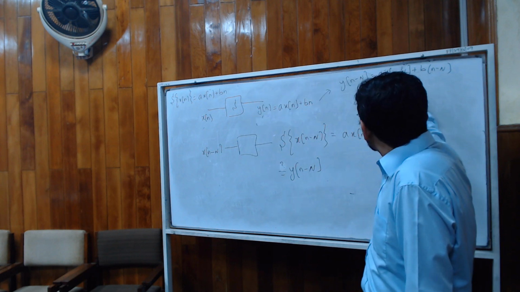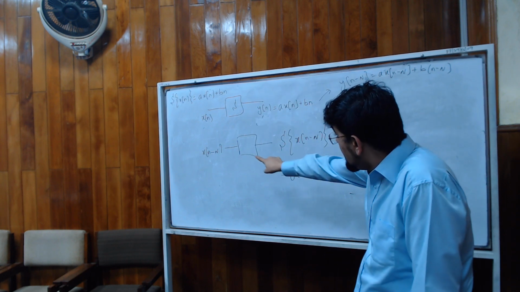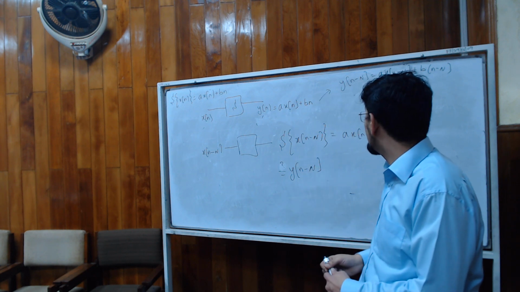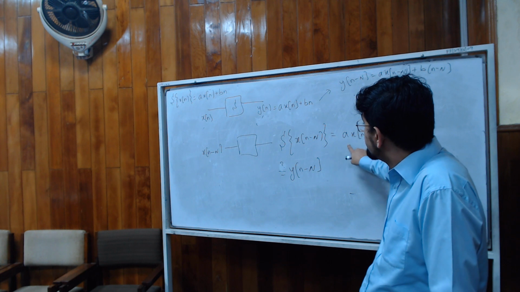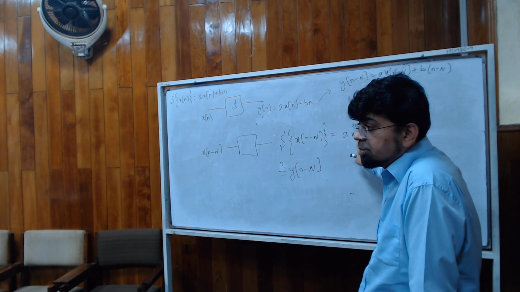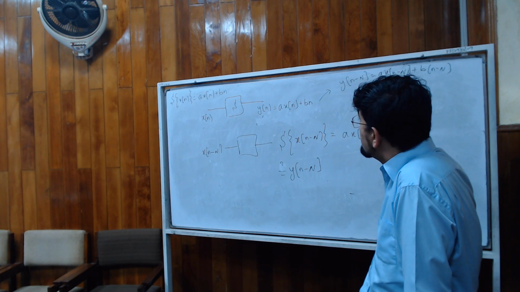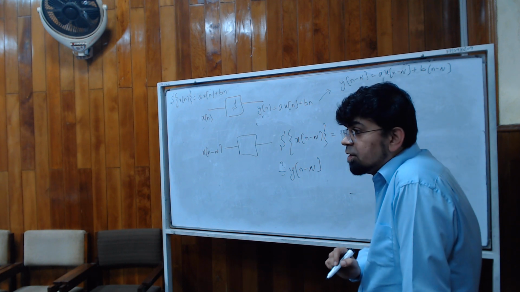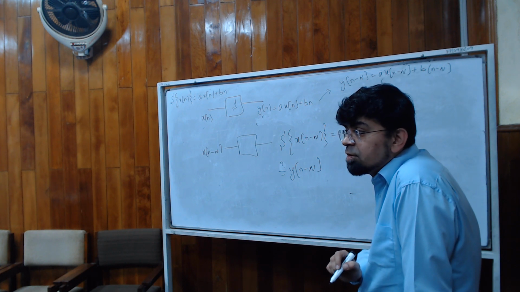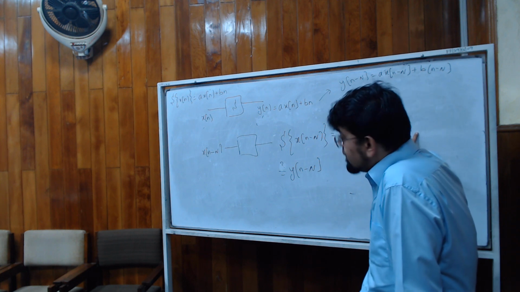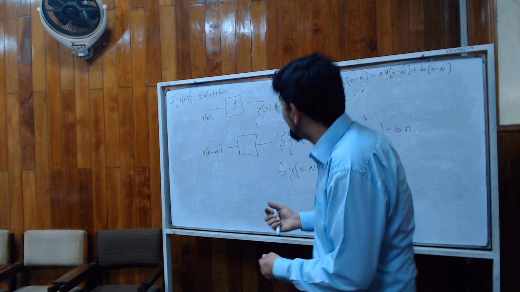You get this. What happens now if you pass x n minus n through this system? What output do you get? You get a x n minus n plus b n. This is the output we get by delaying the input. Agreed or no? And these are not the same, it will not be n minus n. Why? Because only n... good question.